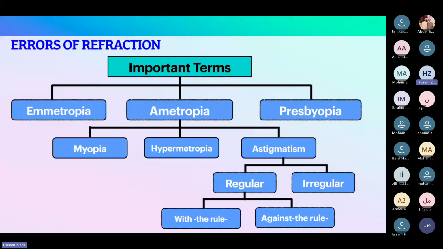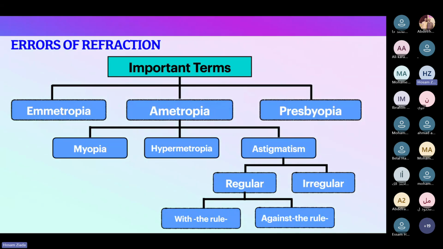We talked about the refraction, physiology of vision, physiology of refraction, the refractive surfaces, and the phenomena of refraction. Now, the errors of refraction, important terms: emmetropia, ametropia, and presbyopia.